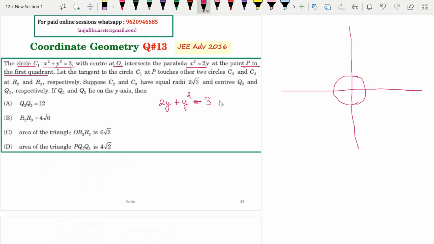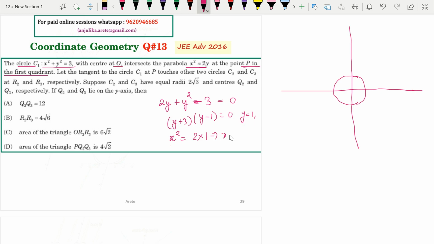Okay, this is minus 3 is equal to 0. So if you solve, what do you get? You get y plus 3 and y minus 1 is 0. You get two values for y. One is 1 and the other is minus 3. You will not take the negative because x square can't be negative. You are taking y value to be 1.